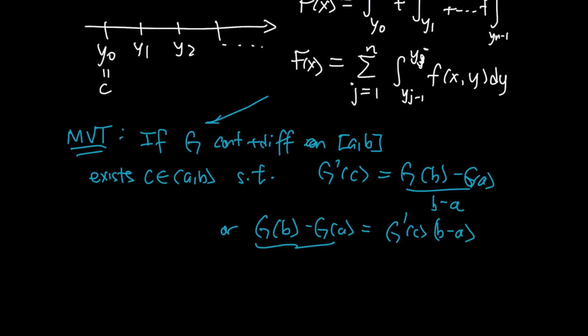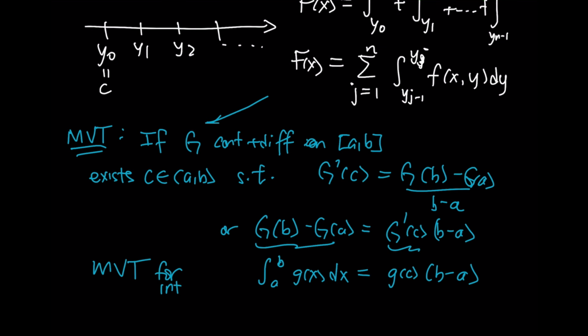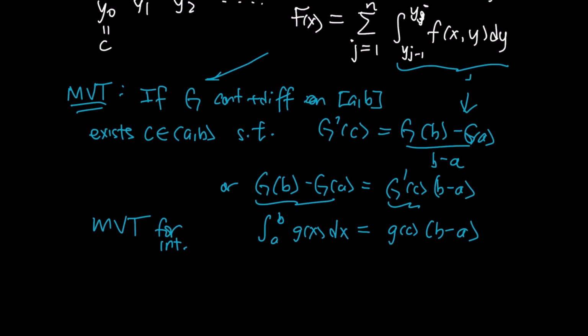This right here you can recognize as an integral of this particular function. This right here, by the definition of an antiderivative, is simply the function there. So this is what's called the mean value theorem for integrals. I am going to recast this particular integral using the mean value theorem for integrals.